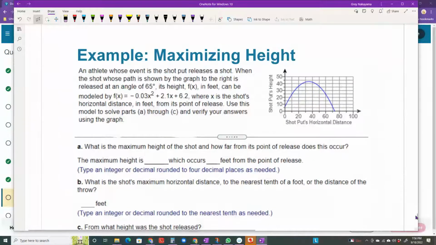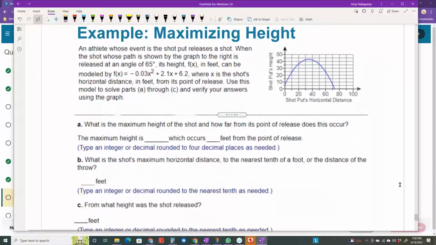So here's an example of one, and I picked an easier one, and most of your homework's like that. You actually don't have to write the equation. You're going to be given it in the problem. An athlete whose event is the shot put releases a shot. When the shot, whose path is shown by the graph to the right, is released at an angle of 65 degrees, its height f of x in feet can be modeled by this function, where x is the shot's horizontal distance in feet from the point of the release. Use this model to solve parts A through C and verify your answers with the graph.